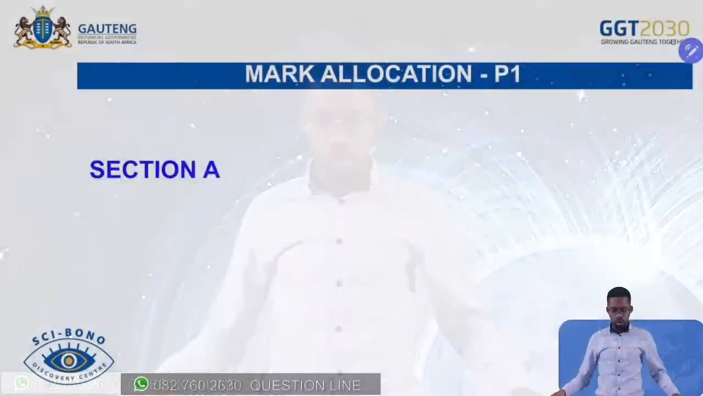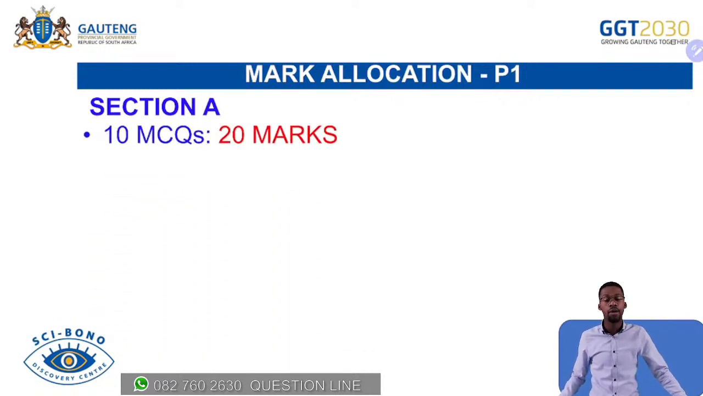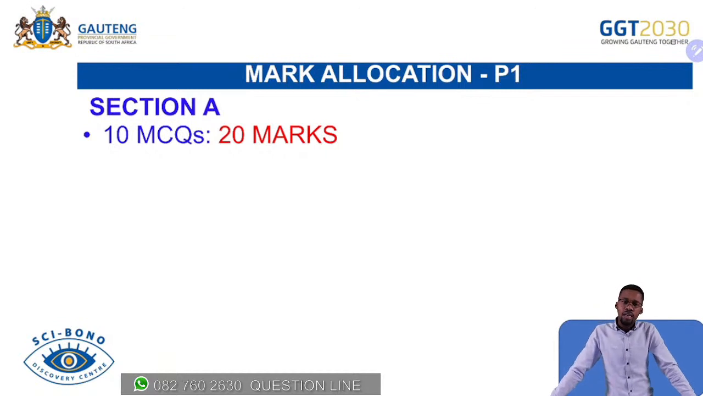As I have alluded to you, for physical sciences, you are going to write 2 papers at the end. Paper 1, which is physics, and paper 2, which is chemistry. Now we are still focusing on paper 1. Paper 1 will be out of 150. The first section is section A, multiple choice questions. You'll get 10 multiple choice questions.